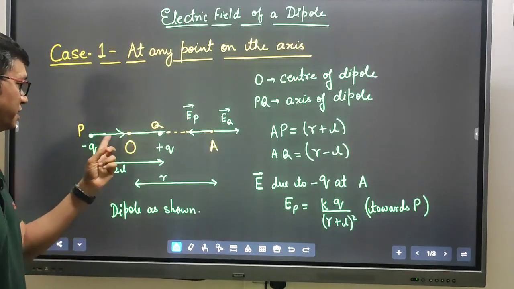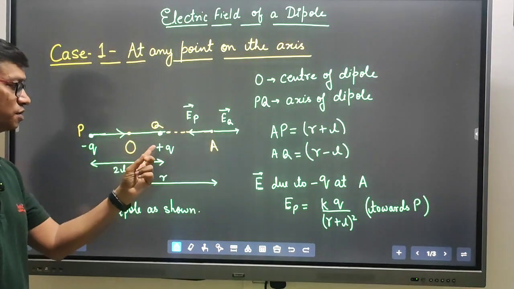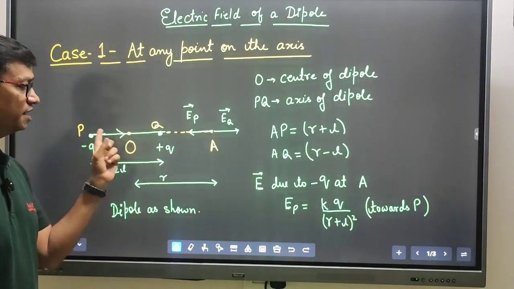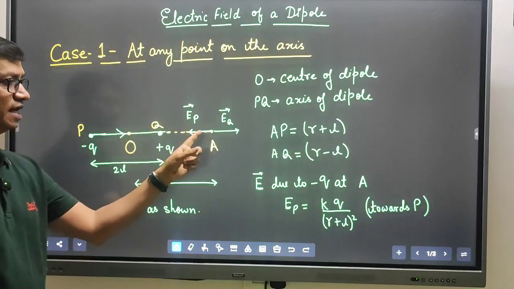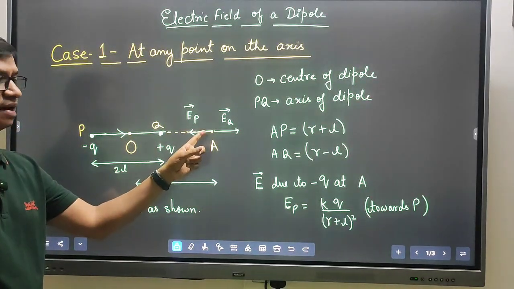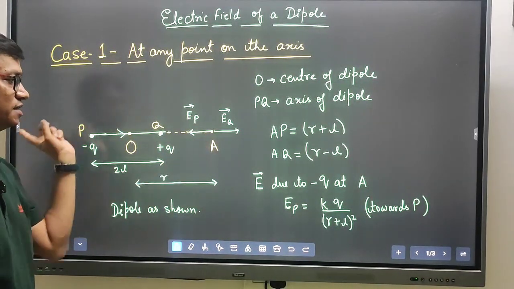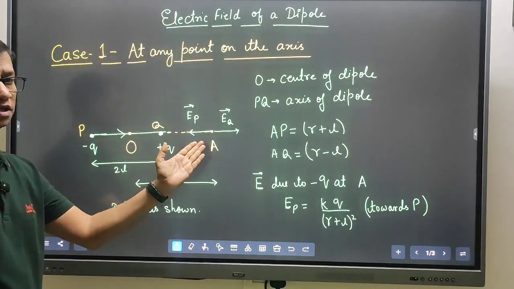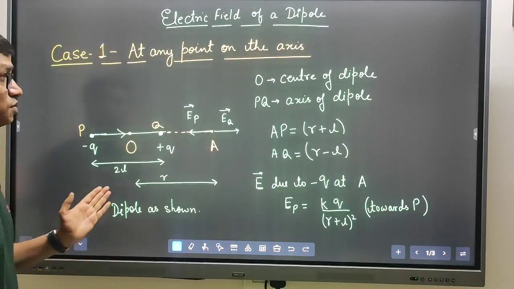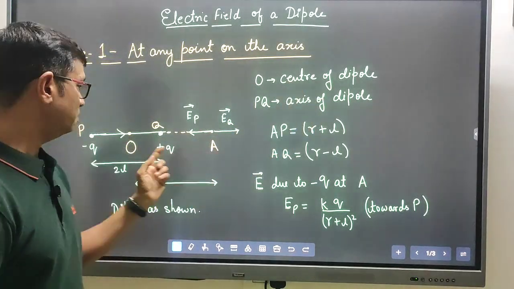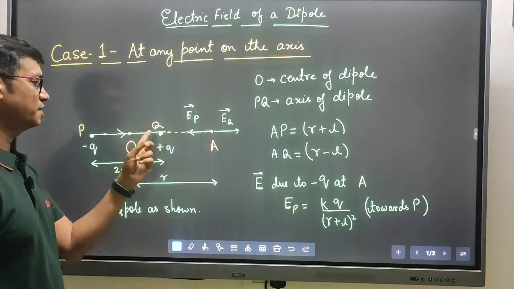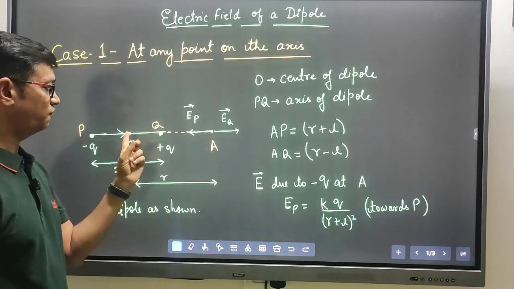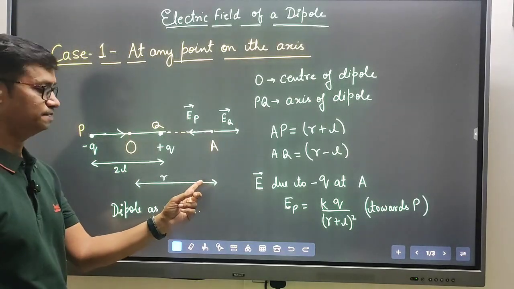So let's consider a dipole like this, PQ, minus Q and plus Q. The distance between the charges is 2L and we are taking any point A on the axis of the dipole. It doesn't really matter whether you take the point on this side or that side; the derivation remains the same. In this case I have taken point A on this side. O is the center of the dipole, the midpoint on the axis. The distance of point A from point O is R.